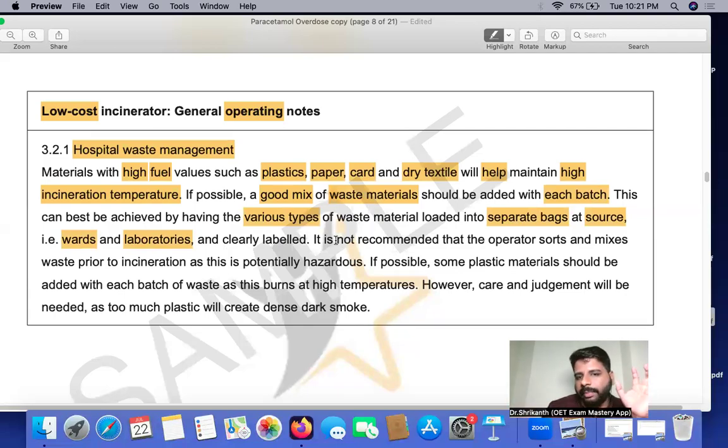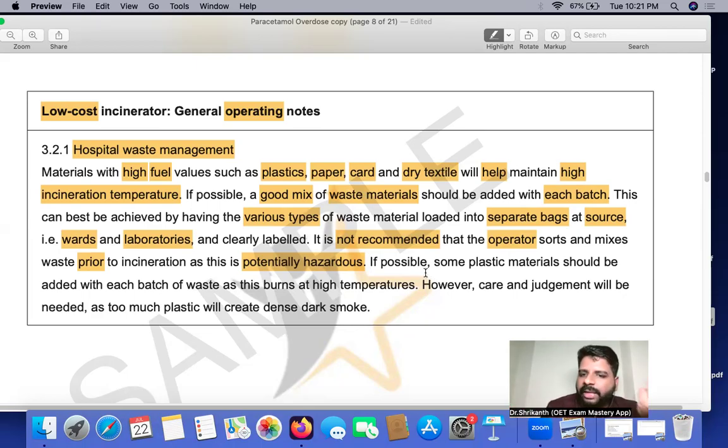Now they're telling it is not recommended that the operator, who is using this machine, sorts and mixes waste prior to incineration. Just before putting things inside is not the time to mix everything and sort everything, because that is dangerous. It is very dangerous to the person to do this just before the incineration process.